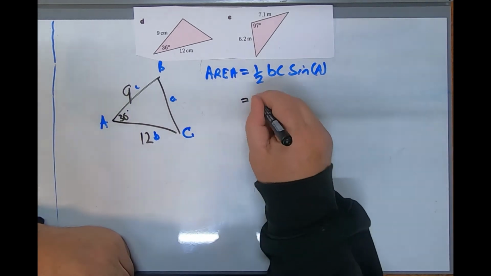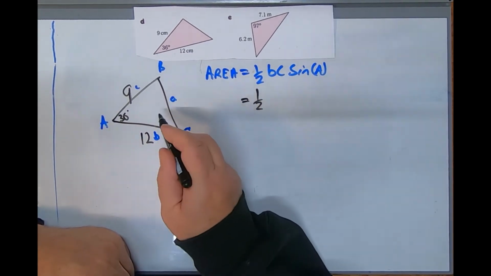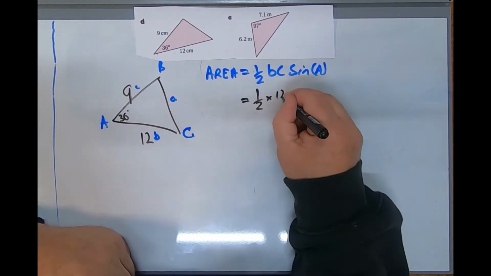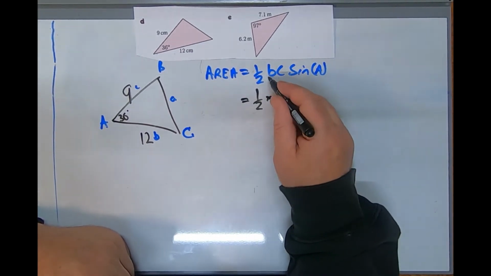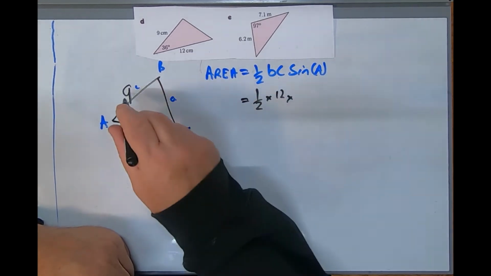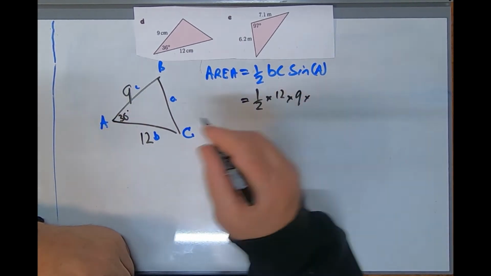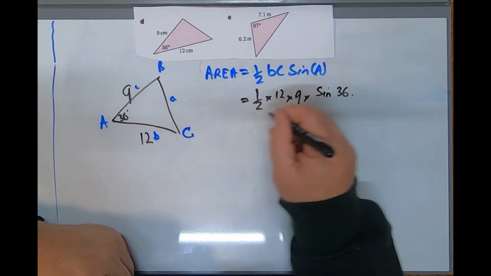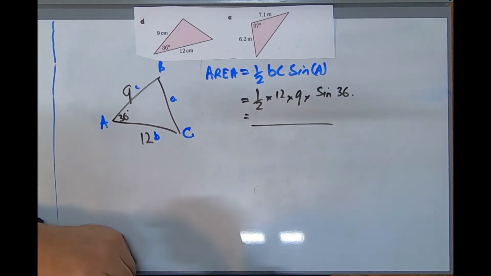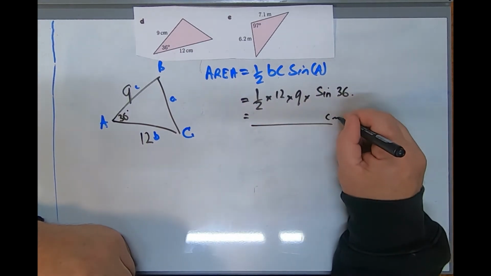Substitute. It's 1/2. For B, I'm going to use 12. These are all multiplied, by the way. It implies multiply. When we have BC, it's B times C. 12 times 9 times sin 36. Into the calculator. This question is going to be centimetres squared.